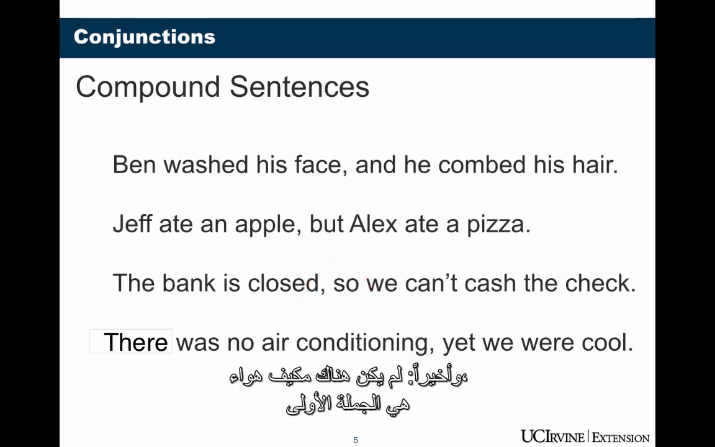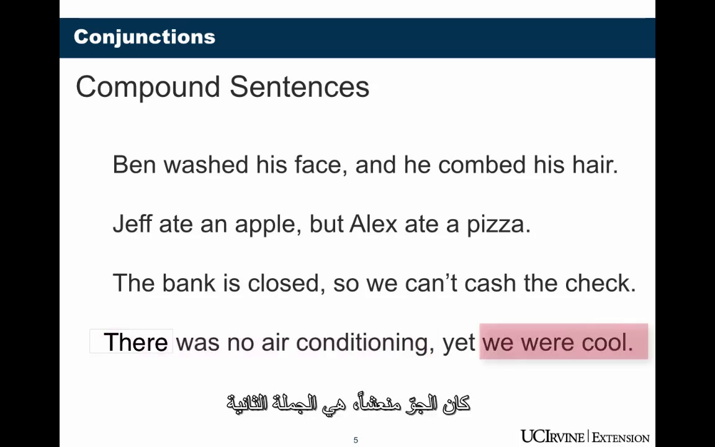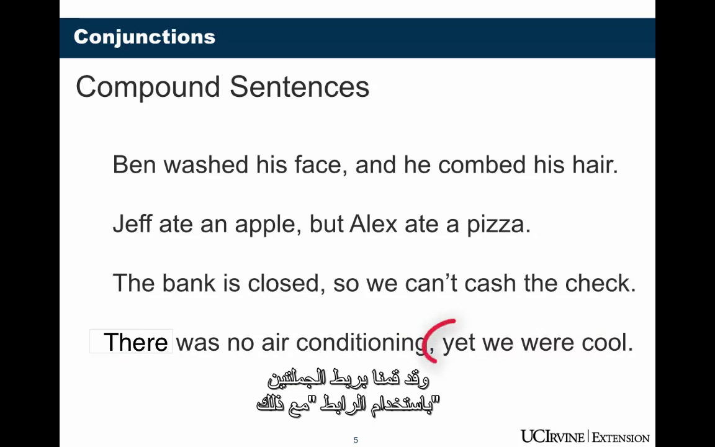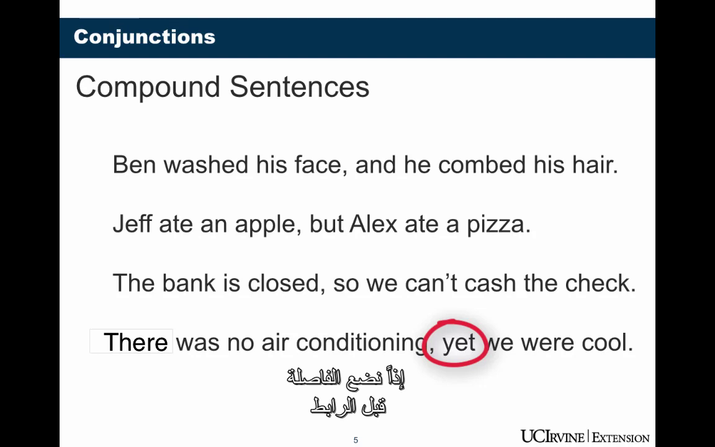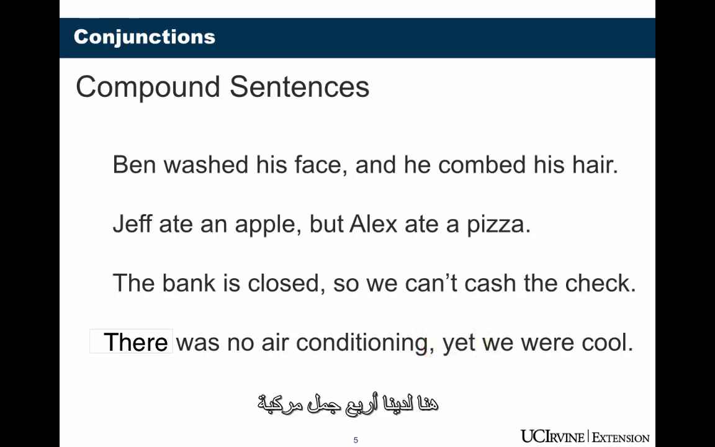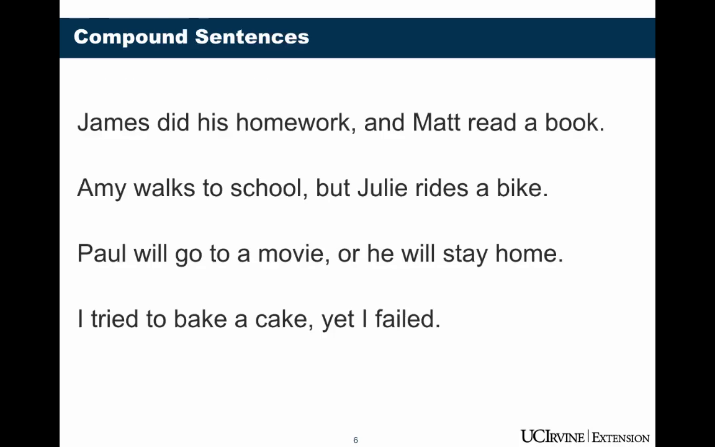And finally, there was no air conditioning is the first sentence. We were cool is the second sentence. And we're joining these 2 sentences with the conjunction yet. So we put a comma in front of the conjunction. Here we have 4 compound sentences, and notice that they all have a conjunction with a comma in front. Here are some other examples. Each of these has 2 sentences joined with a conjunction and a comma in front of the conjunction.